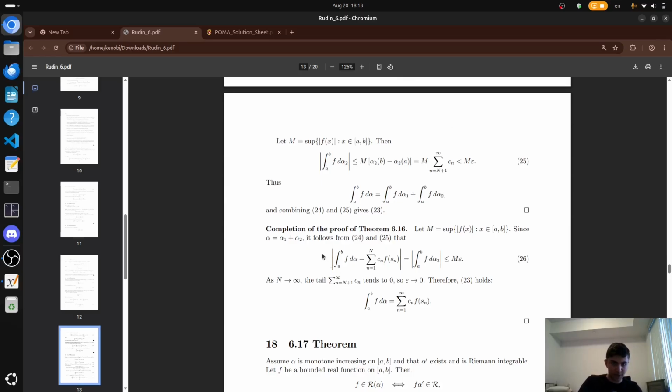Yeah, exactly, this thing over here. If you read it, it's the absolute value of the integral from a to b of f d alpha minus the sum from n equals 1 to capital N of c n f of s n, which is less than M epsilon. So we get this thing over here.